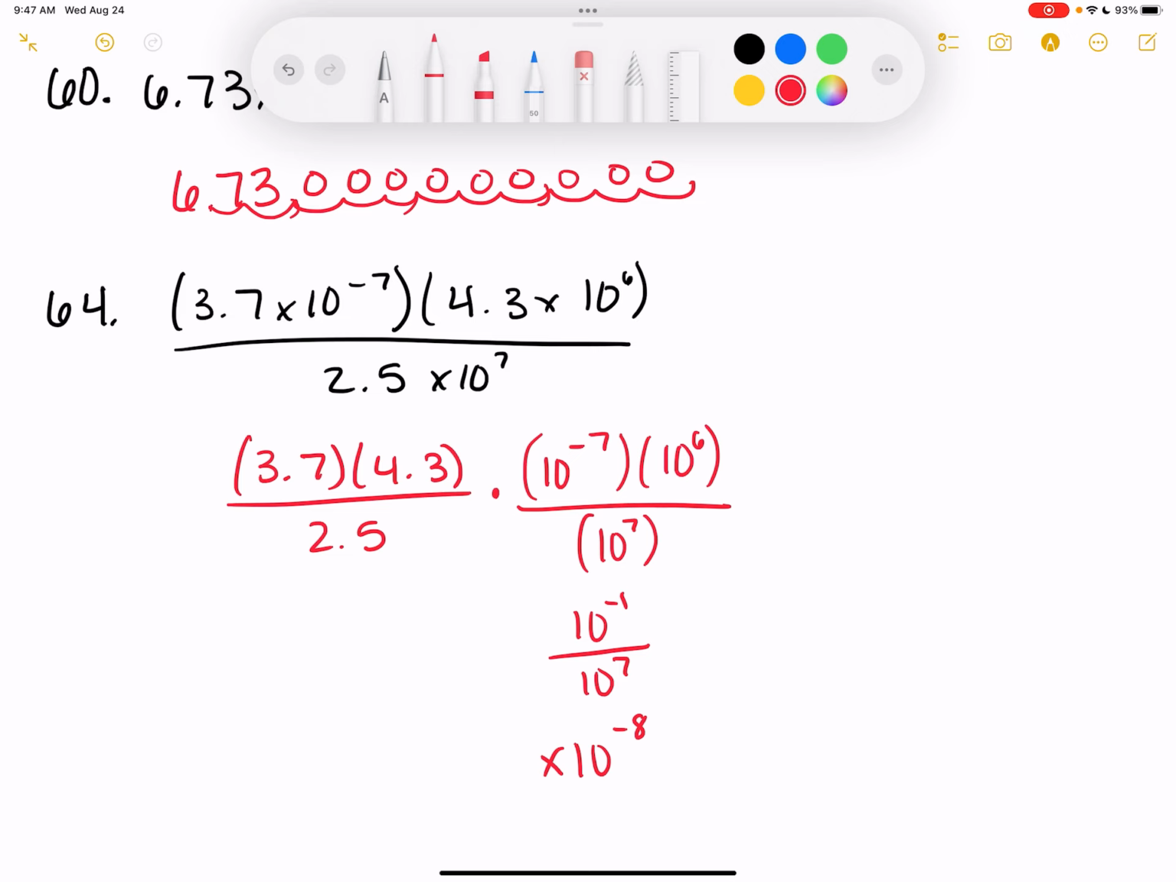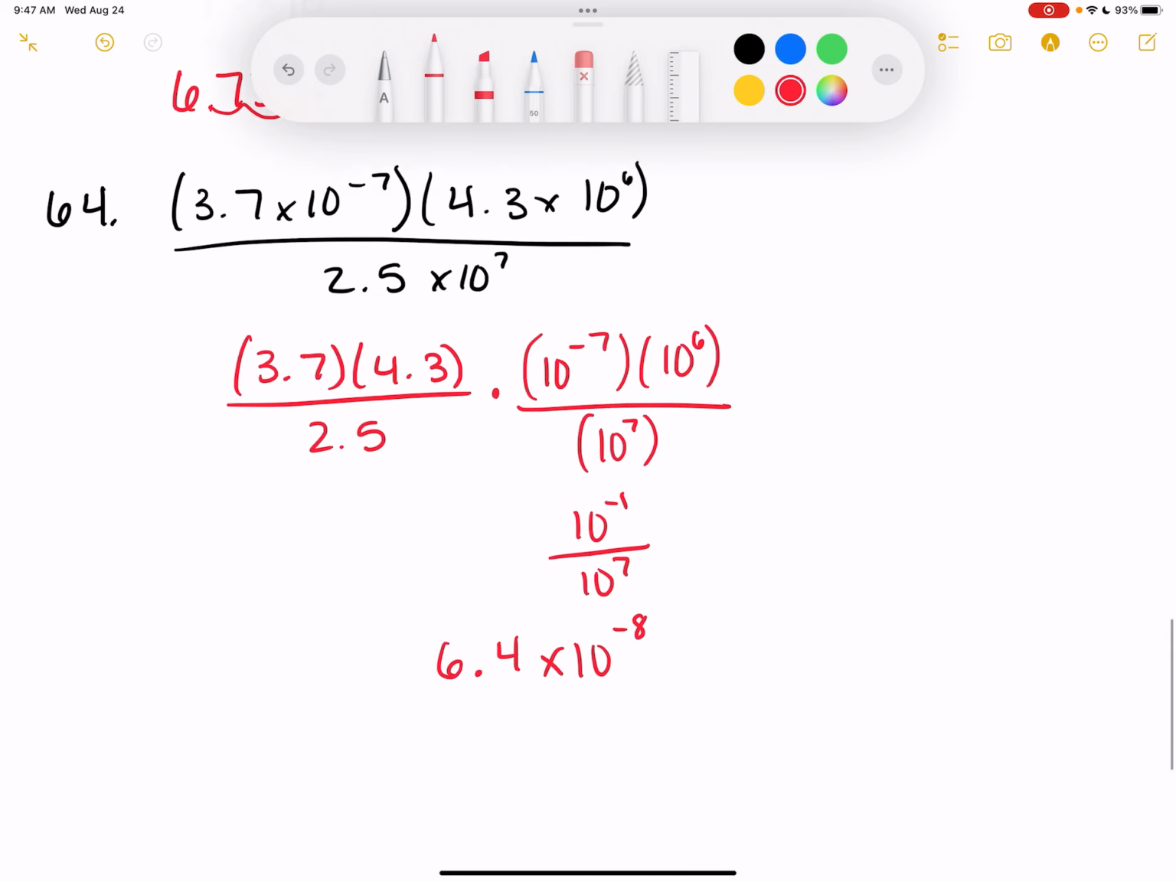3.7 times 4.3 divided by 2.5, I got 6.4. 6.4 times 10 to the negative 8. Beautiful. Easy. Look at that, I remember that.